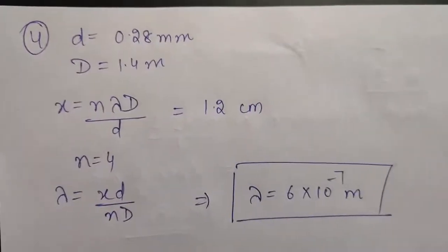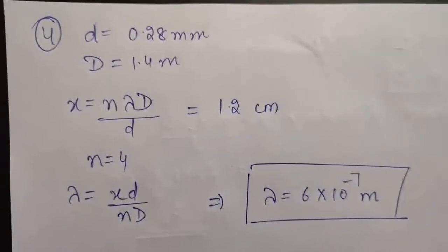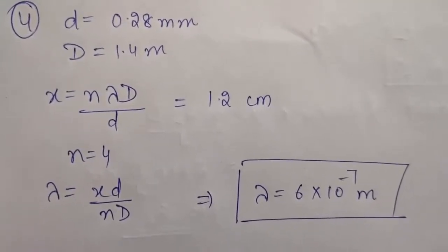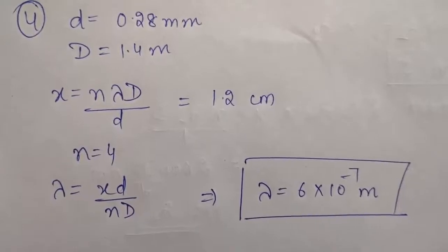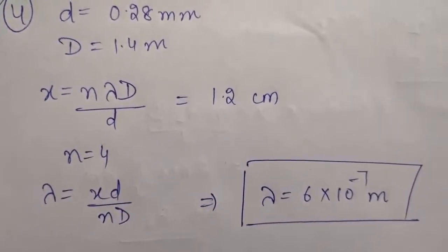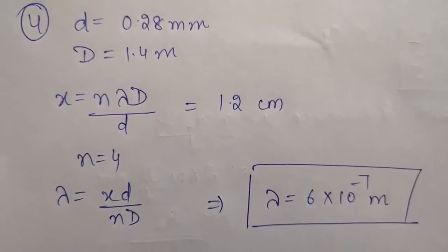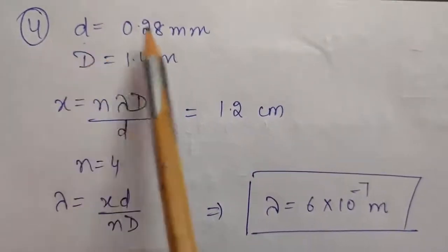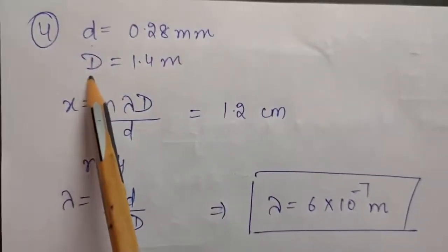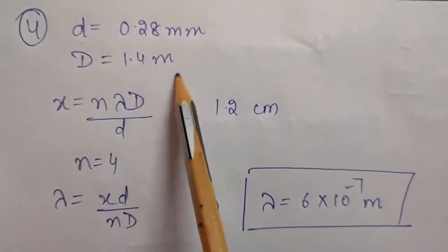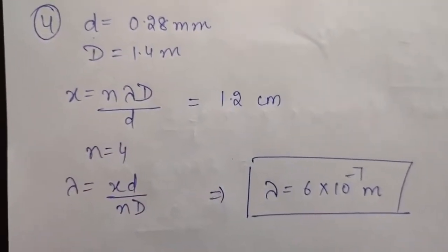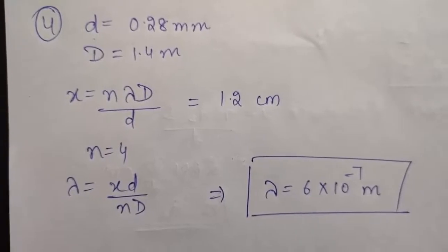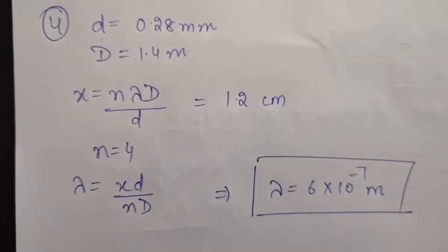Okay students, now I'll discuss the questions that were given to you in homework in lecture number 4. So the first question was question number 4. It says, in Young's double slit experiment, the slits are separated by 0.28 millimeter and the screen is placed 1.4 meter from the slits. As you know, the distance between two slits is small d, which is given to be this much, and the distance between your slits and the screen is capital D, which is given to be this much. Further, the question says the distance between the central bright fringe and the fourth bright fringe is measured to be 1.2 centimeters. Determine the wavelength of light used in the experiment.